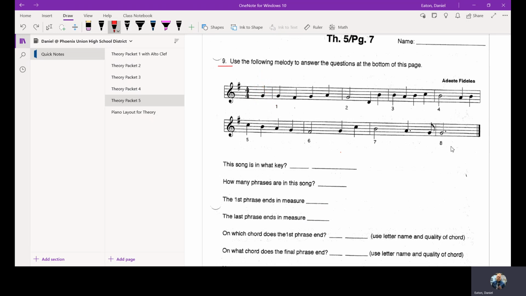Okay. All right, on which chord does the first phrase end? Use the letter name and quality of the chord. So kind of going back to what we were talking about before, the first phrase doesn't have to end on the 5 chord. So you're pretty much just looking at, let's say, for example, wink, wink, hint, hint, that this is where the phrase actually ends. So you're going to just guess what the name of this chord is going to be.